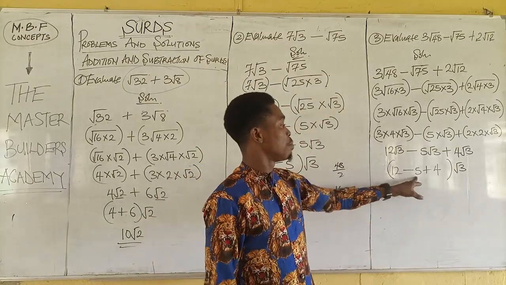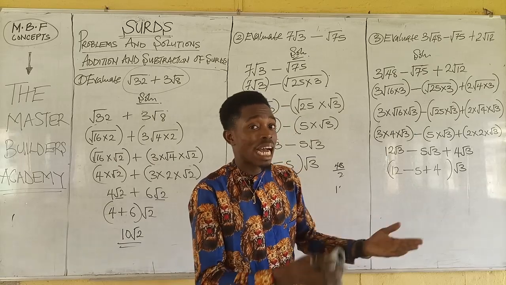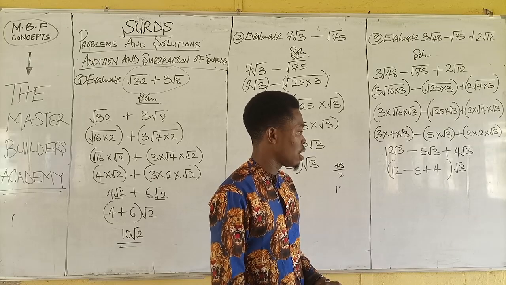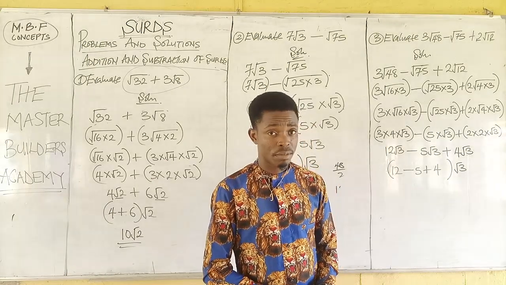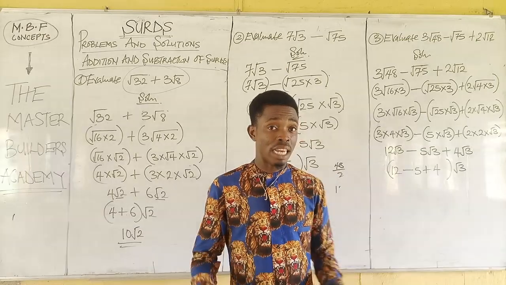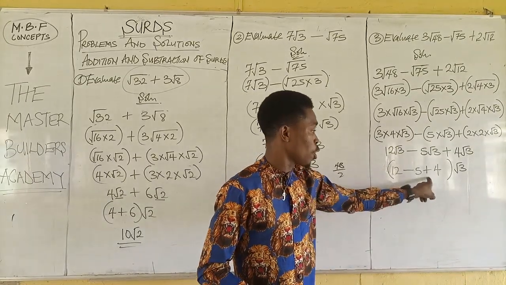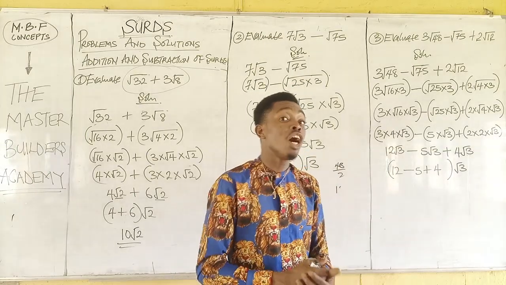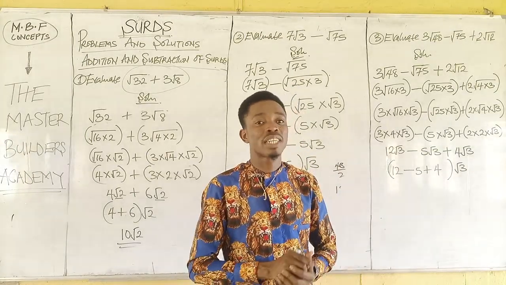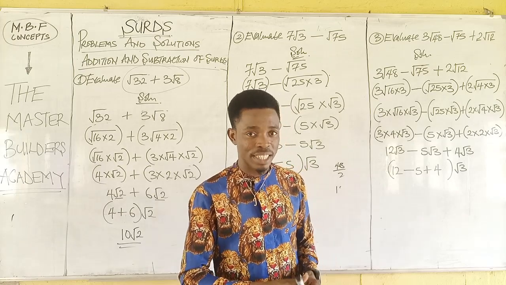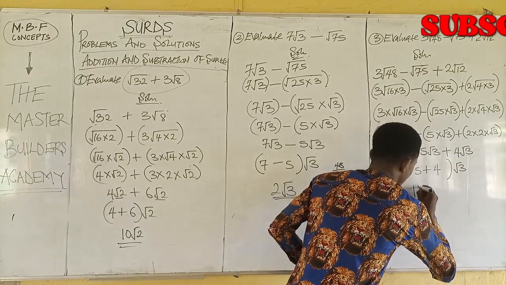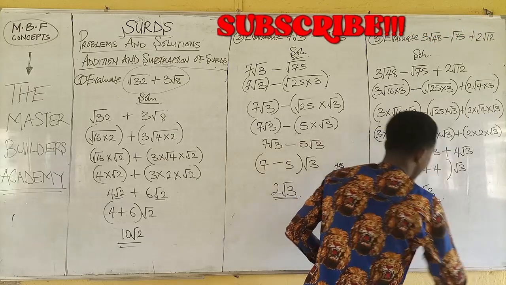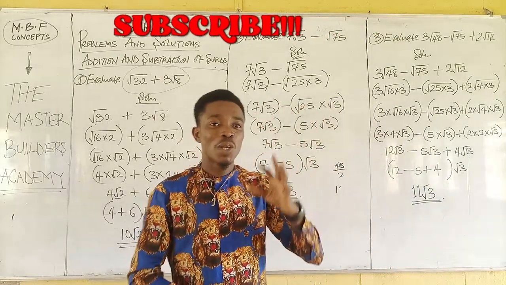We are simply going to remove 5 from 12 and add 4 to the outcome. Right? So, if I remove 5 from 12, guys, I'm going to have 7. And 7 plus 4, I'm going to have 11. Or, I can decide to say, okay, 12 plus 4. That will give me 16. And 16 minus 5, that will give us 11. Or, you can just use your calculator. You will get 11 root 3. Then, our final answer here becomes 11 root 3. This is the answer to this question.